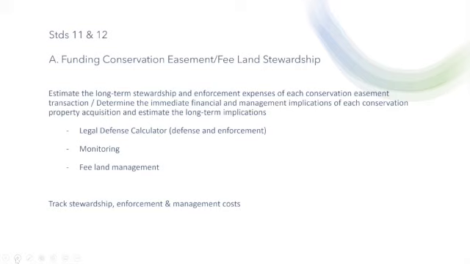And this includes reserves for monitoring the properties as well as taking any action needed to defend them. And for fee properties, it also includes any active management of fee properties that's required pursuant to the deed or by a donor or the transaction contingencies or agreements.